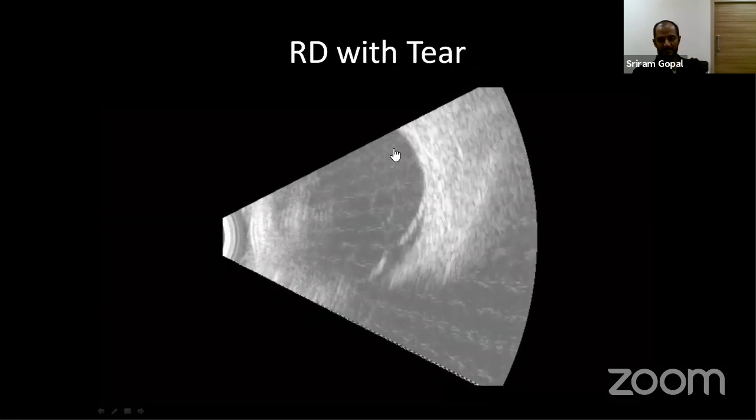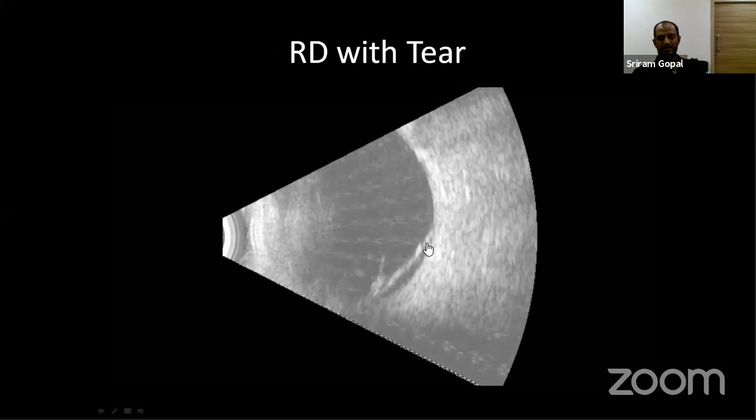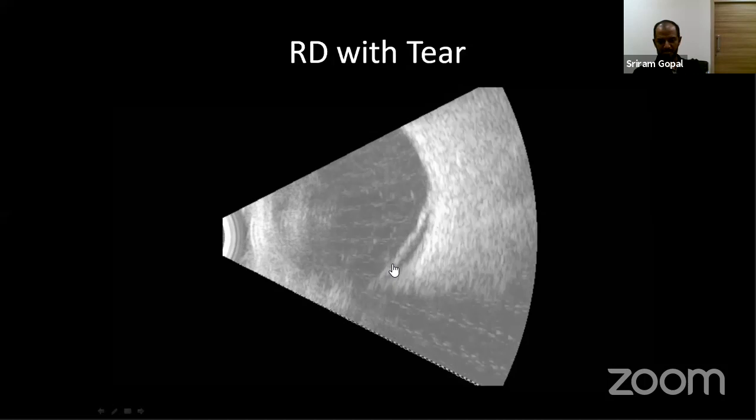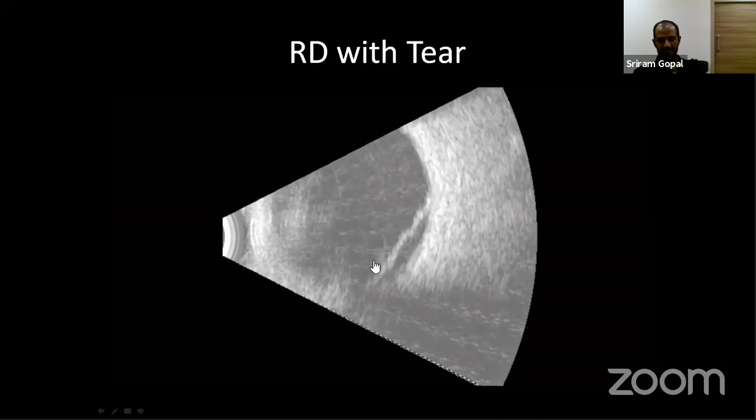This is another patient with a vitreous hemorrhage, very mild vitreous hemorrhage. Did an ultrasound, realized he had a retinal detachment. You can even see the retinal tear. You can see the gap in the retina and the elevated flap here inferiorly.